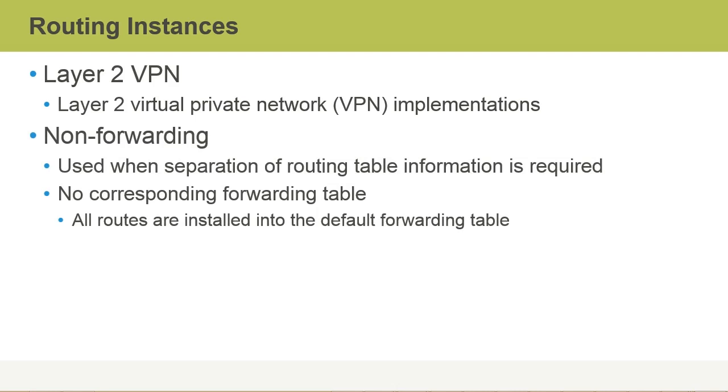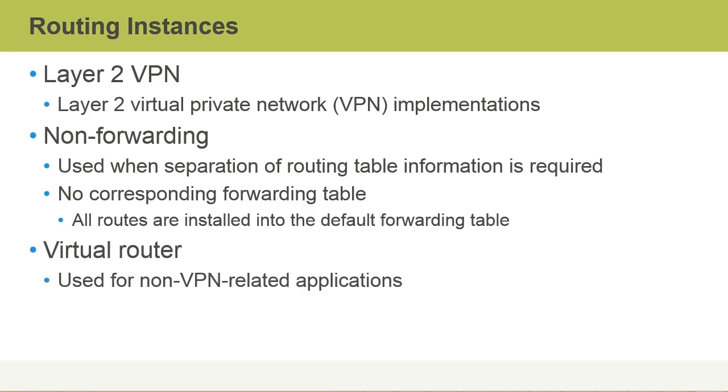You can also have a non-forwarding routing instance type, which is the opposite of a forwarding routing instance type. With a non-forwarding routing instance type, we primarily use this just for separation of routing table information on the device itself. So there's no corresponding forwarding table, and as a result, all routes are installed into the default forwarding table.